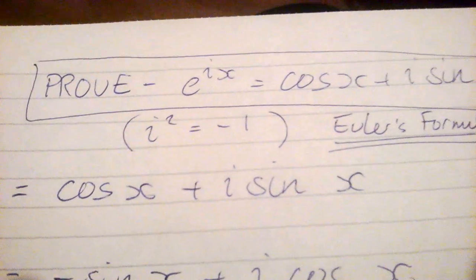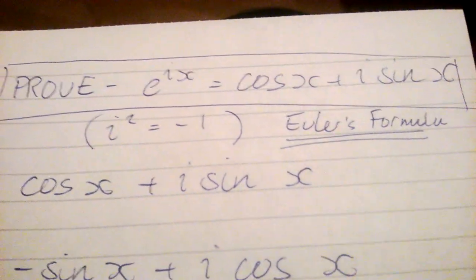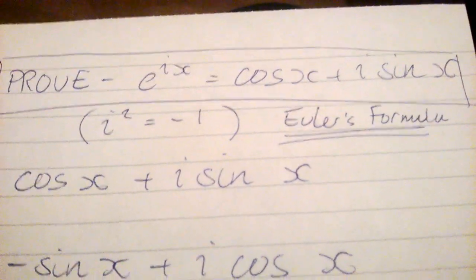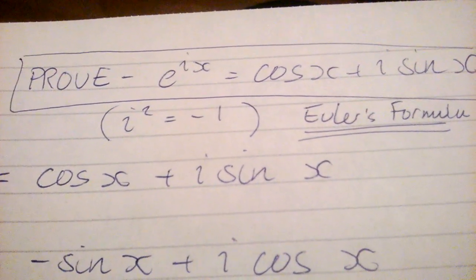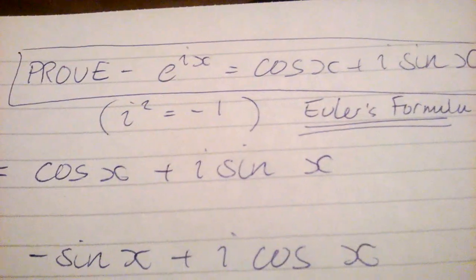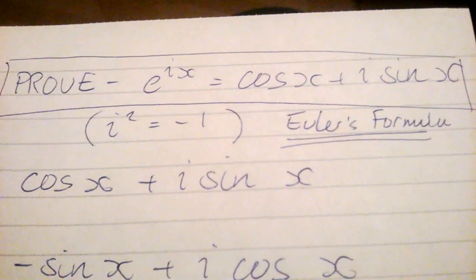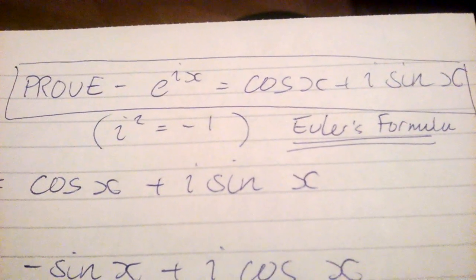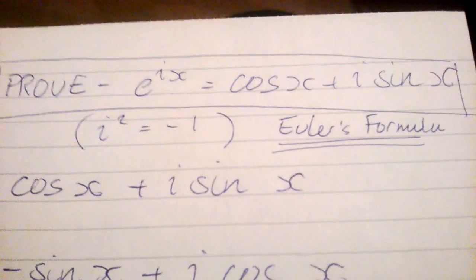Hi, I would just like to prove that e to the power ix equals cos x plus i sine x, where i squared equals -1. So obviously i is the square root of -1, the complex number. And that equation, e to the ix equals cos x plus i sine x.